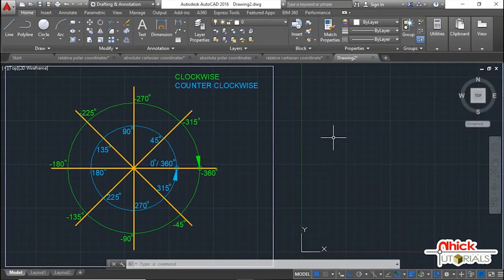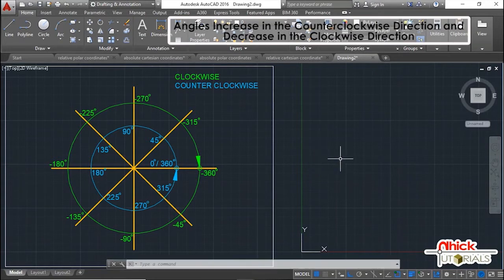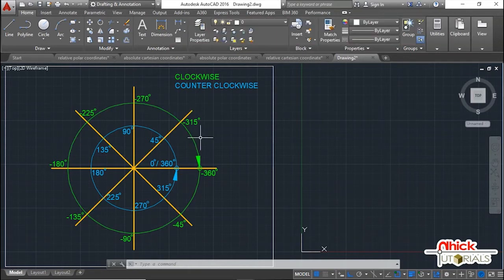You can use absolute or relative polar coordinates, distance and angle, to locate points when creating objects. Sa paggamit ng polar coordinates to specify a point, enter a distance and an angle separated by an angle bracket or less than sign. By default, angles increase in the counterclockwise direction and decrease in the clockwise direction. To specify a clockwise direction, enter a negative value for the angle.